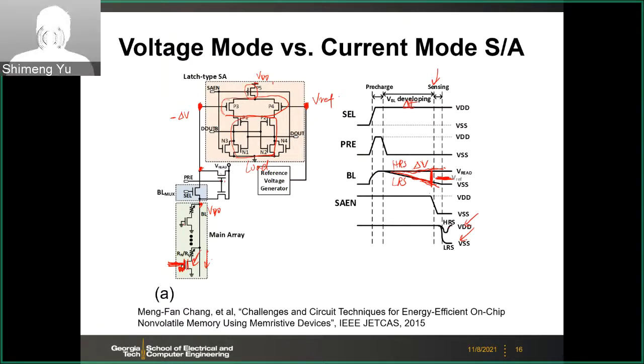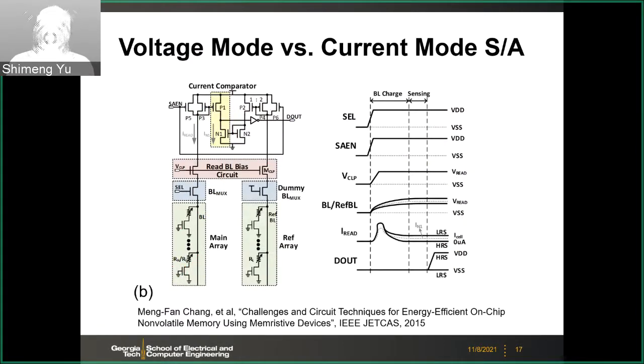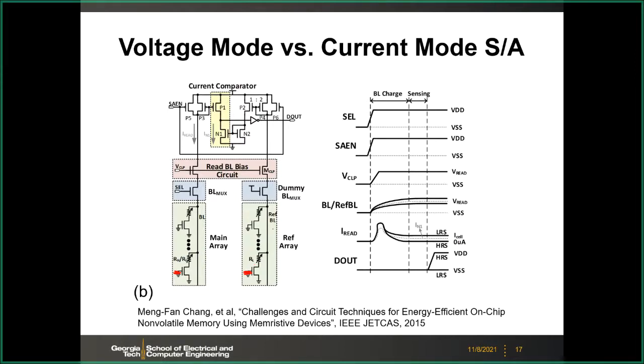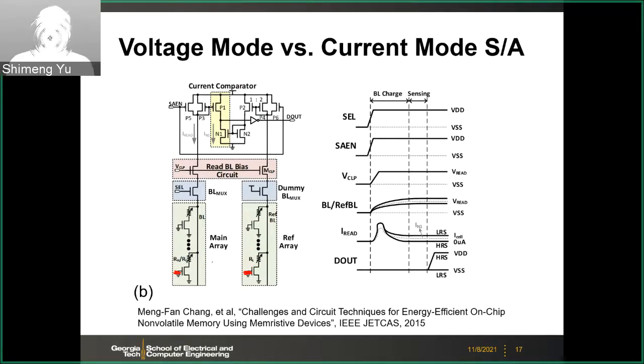This is voltage mode. And then this is the current mode. Similarly, we sense the array, like 1T1R, and this should be turned on. So you have a reference column. And for the reference column, the RL should be somewhere in the middle. This resistance should be in the middle of the high and low resistance states. So you want to use that as a reference.